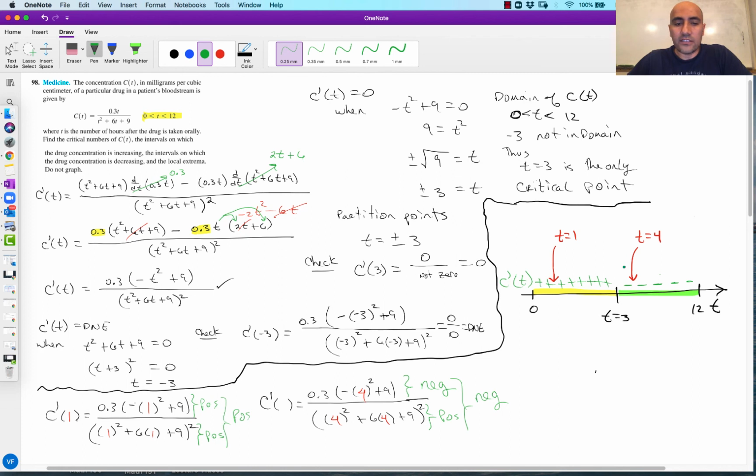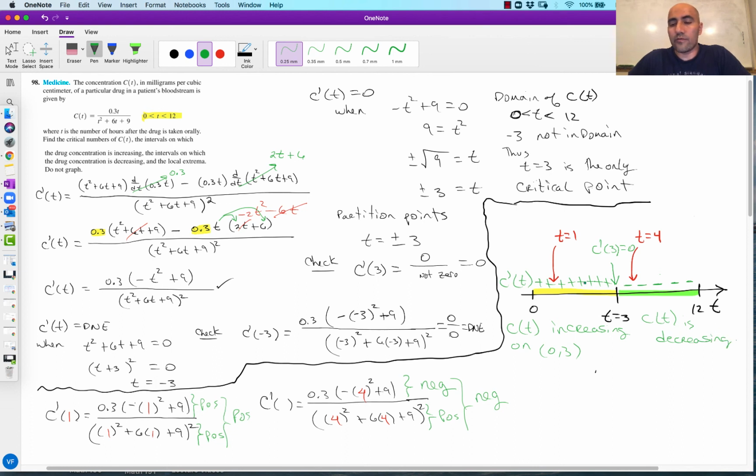We've already established that C prime of 3 is equal to 0. So let me include that right in here. This is C prime of 3 equals 0. Okay, so now let's think about the underlying function C of t. We know that in this interval C of t is going to be increasing on (0, 3). And in this interval over here, the green zone, we can establish that the underlying function C of t is going to be decreasing.